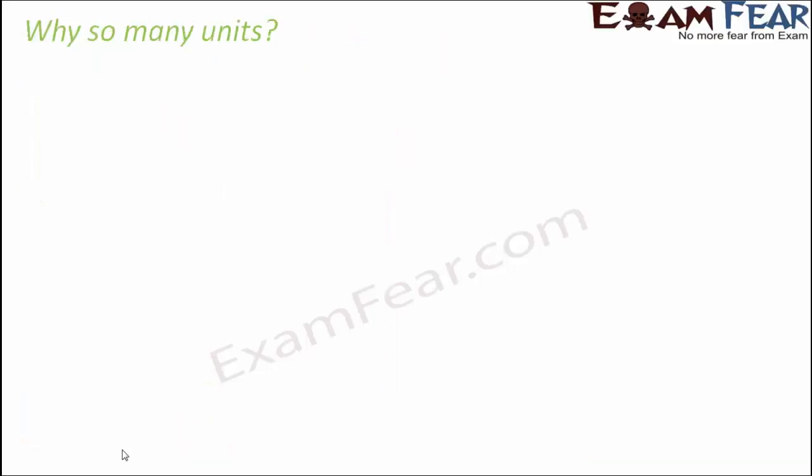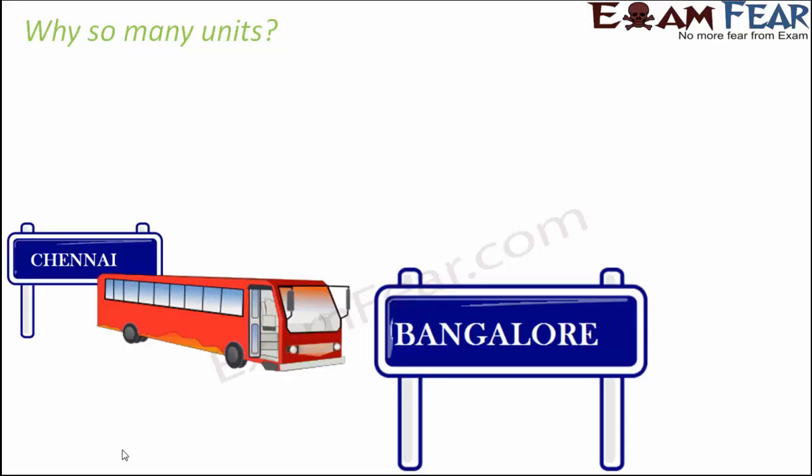So now the most important question: why so many units? Let's think of certain situations. Let's talk about two different cities, let's say Chennai and Bangalore. How much is the distance between Chennai and Bangalore? Any idea? Even if you don't, I will tell you. The distance between Chennai and Bangalore is not very small. They are quite far from each other. The distance between them is approximately 350 kilometers.